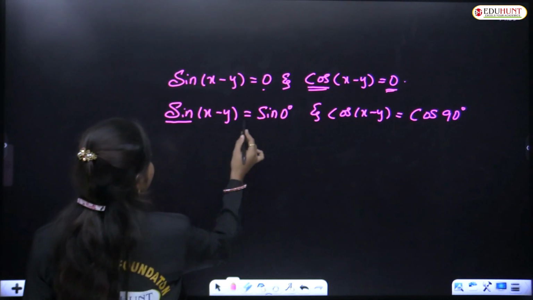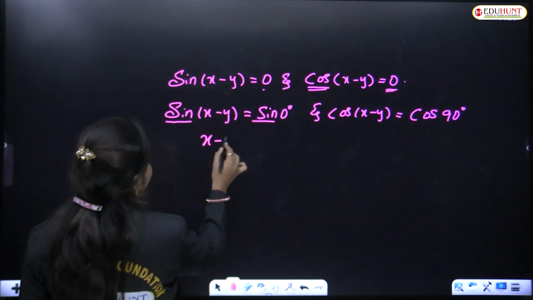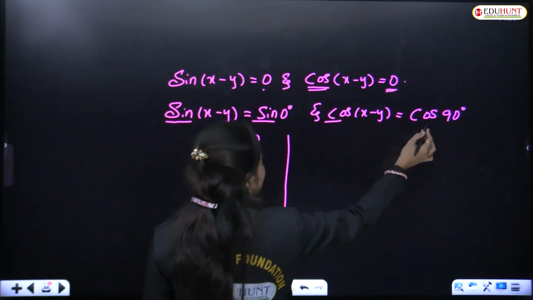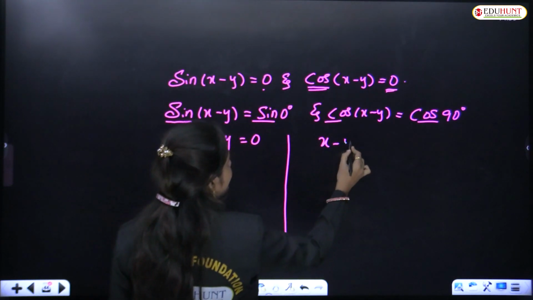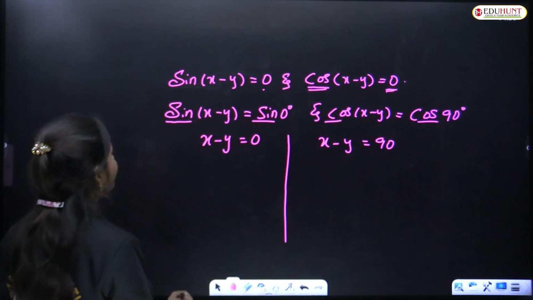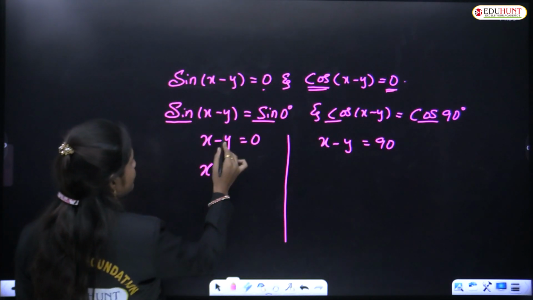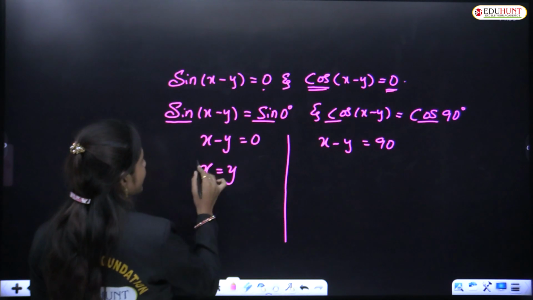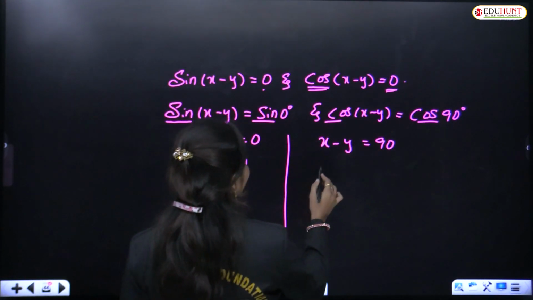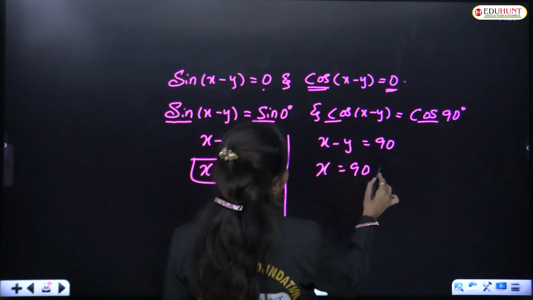Okay. So here sin and sin get cancelled. So x minus y is equal to 0. And here cos and cos get cancelled. So x minus y is equal to 90. Okay. So here find the relation. So x minus y becomes x equals plus y. So x is equal to y is the condition we got here, and here it is x is equal to 90 plus y.